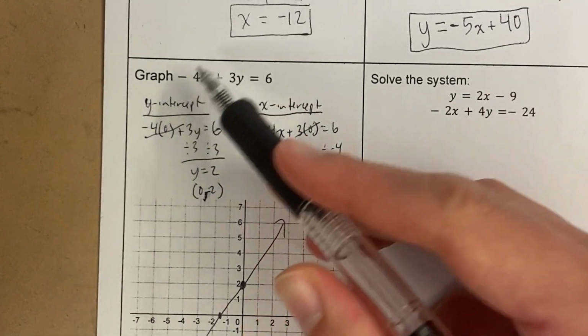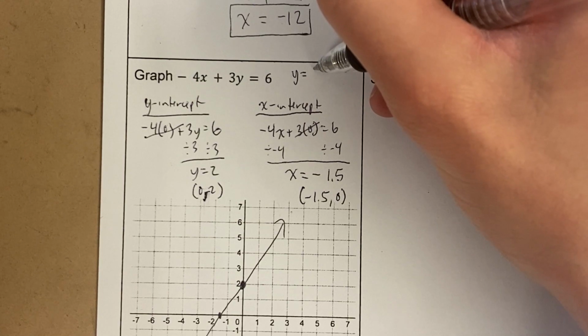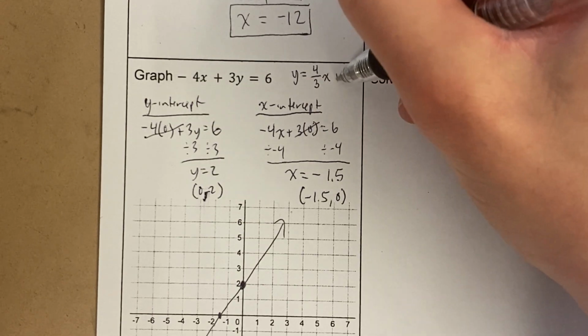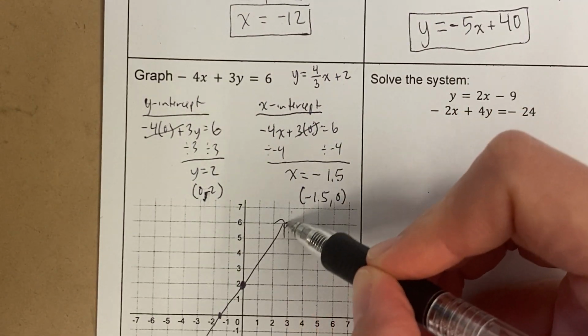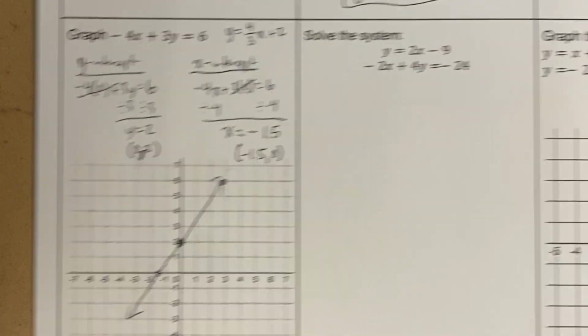Now say I had decided to rearrange it. In case you tried that, I'll just write what you would have gotten. You would have gotten 4/3 x plus 2. So you would have started here at 2. You would have gone up 4 over 3, put a point right there and drawn the line, right? That would have been totally fine as well.